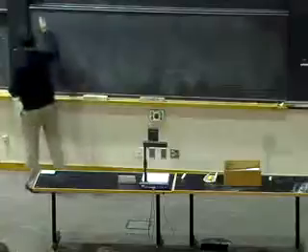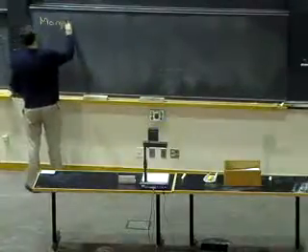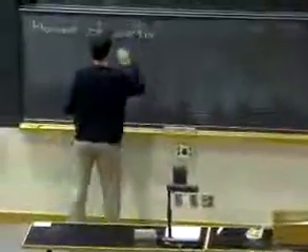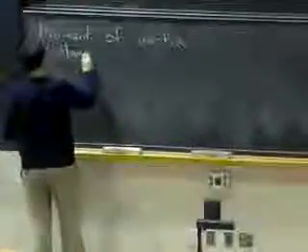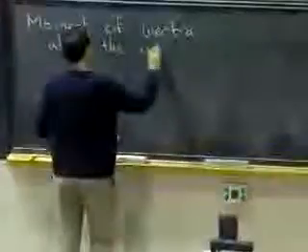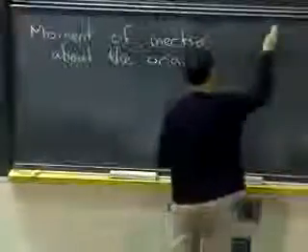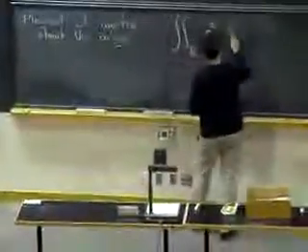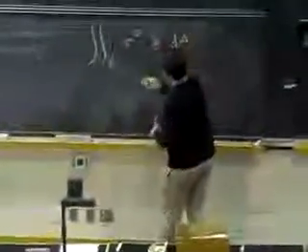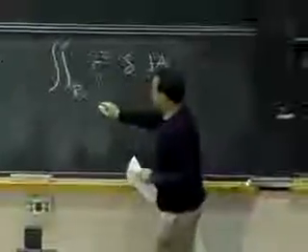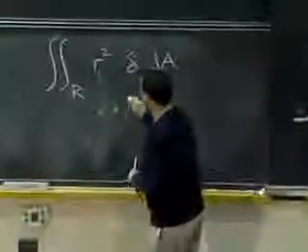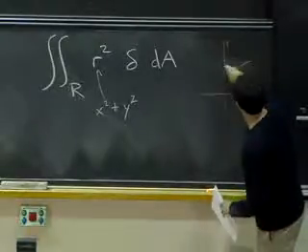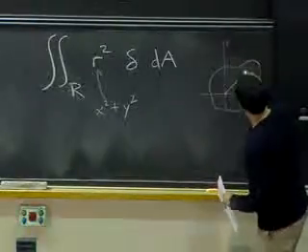Okay, so the final formula for the moment of inertia about the origin is the double integral over the region of r squared density dA. Or if you prefer, if you're going to do it in xy coordinates, of course, r squared becomes x squared plus y squared. It's the square of the distance from the origin.